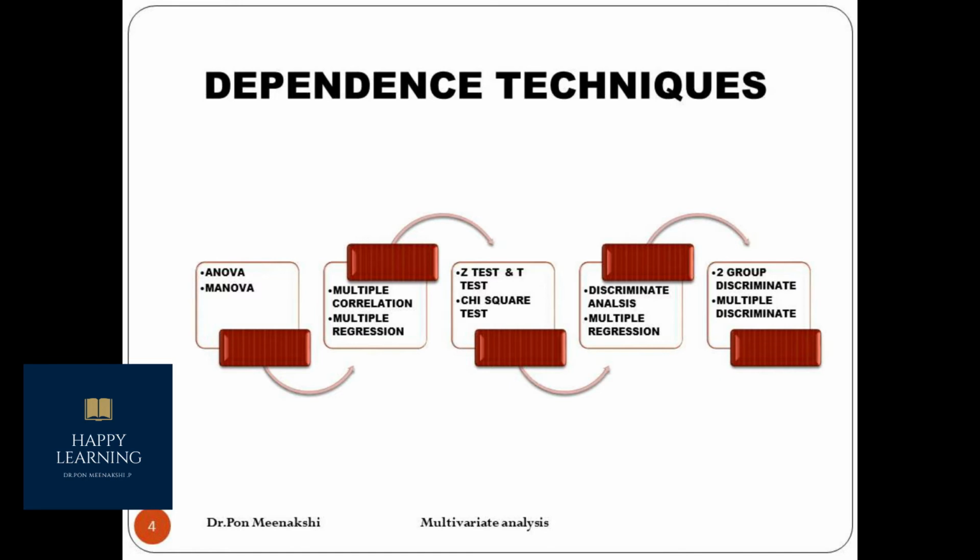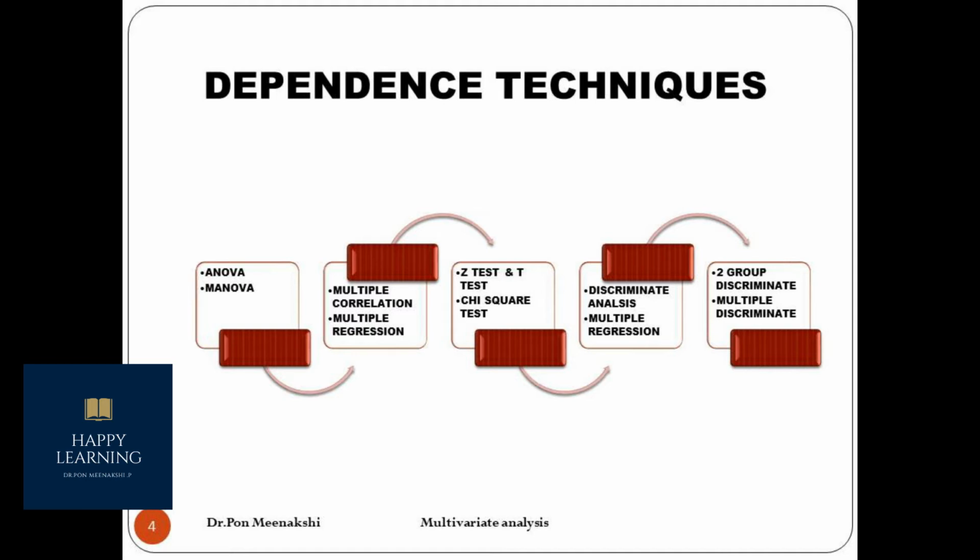ANOVA and MANOVA. ANOVA is analysis of variance. MANOVA is multiple analysis of variance. ANOVA, mean difference of more than two groups on one dependent variable. MANOVA, mean difference among groups across several dependent variables. Multiple correlation and regression. Multiple correlation, combined effect of two or more independent variables on a dependent variable. Multiple regression, simultaneous effect of several independent variables on a dependent variable.